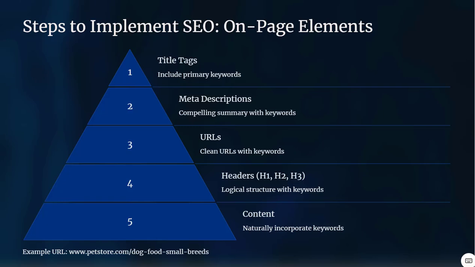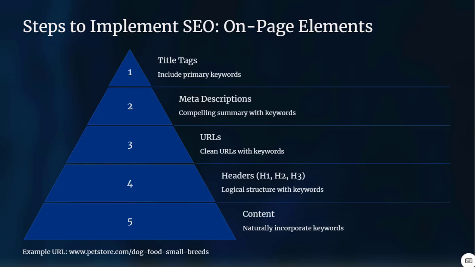Another step to implement sales is on-page elements, right? We have 5 elements here. The title tag is important, the meta description important, the URL important, headers, and the content. So five elements are in the on-page. When you want to improve the website content for sales, we should look at these 5 factors, right?